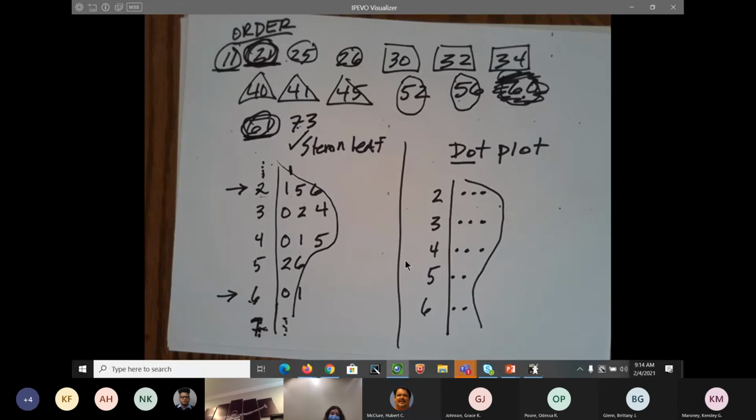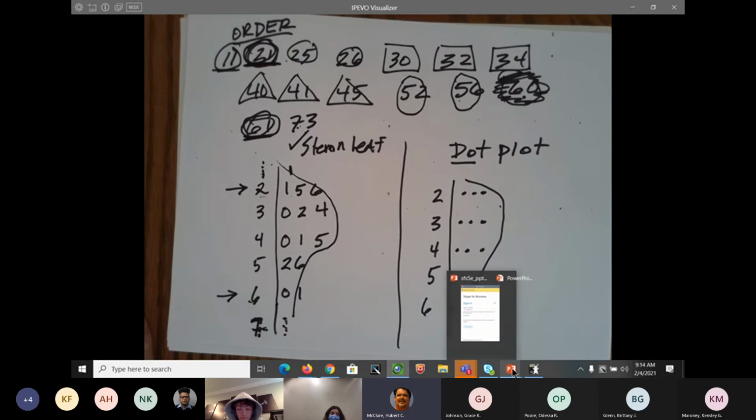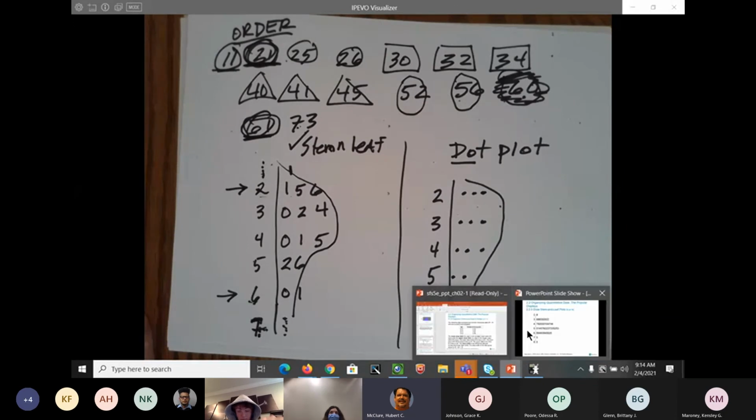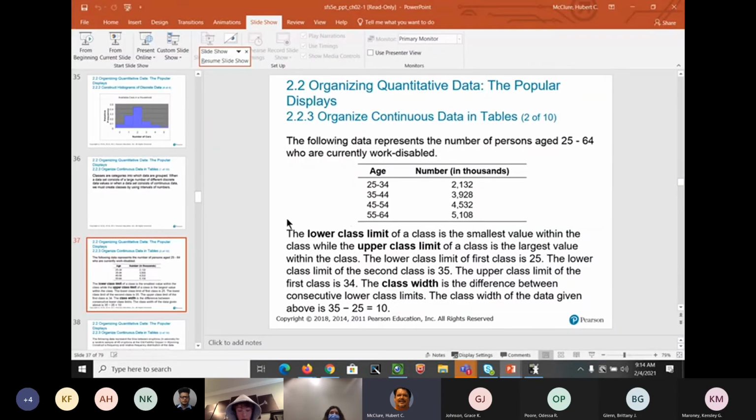Okay. What's next? Probably some more of the different types of, where did my stem and leaf go? There we go.